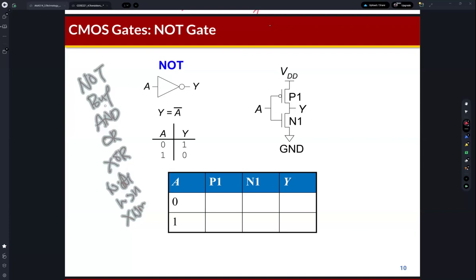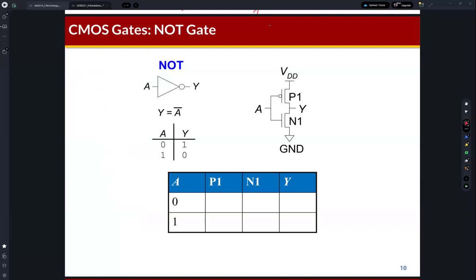And then why are we learning about the transistors? It is because using transistors, we can build basic logic gates.